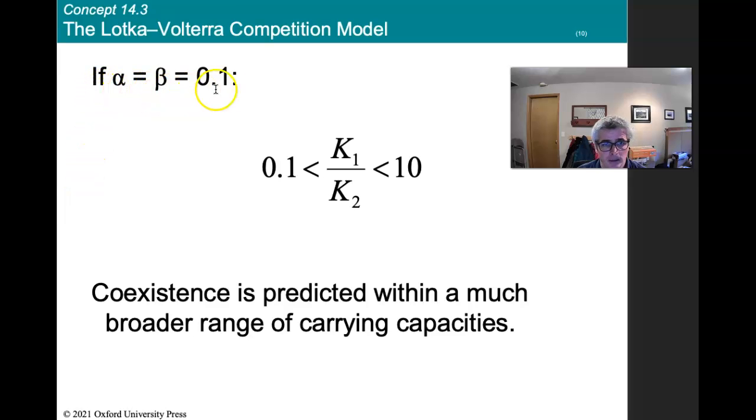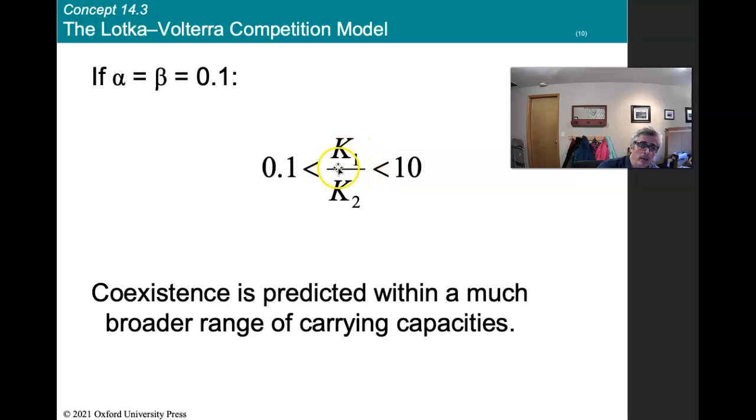If alpha and beta are both equal to 0.1, coexistence is predicted with a much broader range of carrying capacities. So here we've got alpha, 0.1, and 1 divided by beta, which is 10. So now we can have a ratio of carrying capacities ranging from 0.1 to 10 and still reach coexistence. So if we had a carrying capacity of species 1 of 100 and species 2 of 200, that'd be 0.5. We're still in between those.